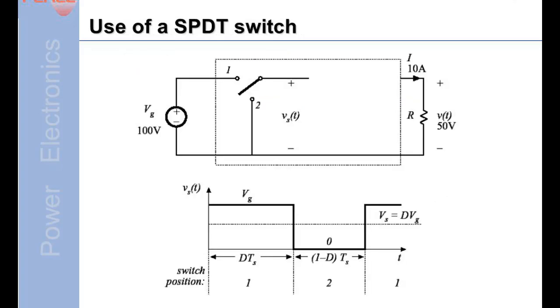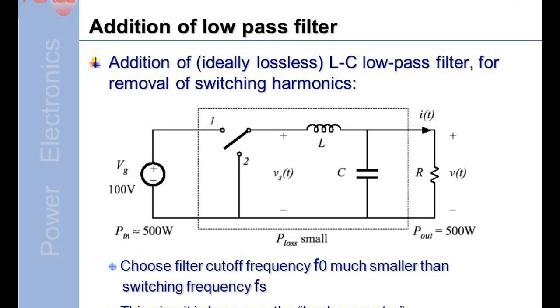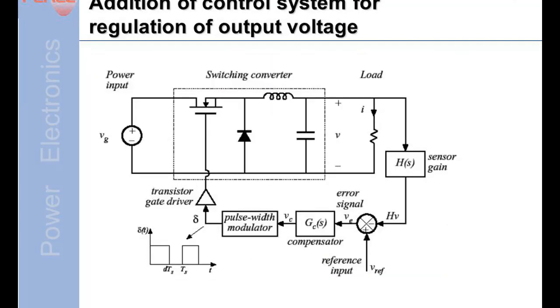Use of a SPDT switch, single pole double throw. The switch changes the DC voltage level. Addition of a low pass filter: an, ideally lossless, LC low pass filter for removal of switching harmonics. Choose the filter cutoff frequency f0 much smaller than the switching frequency fs. This circuit is known as the buck converter. Addition of a control system for regulation of the output voltage.